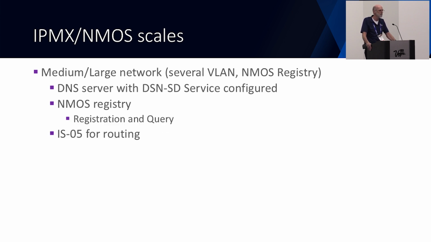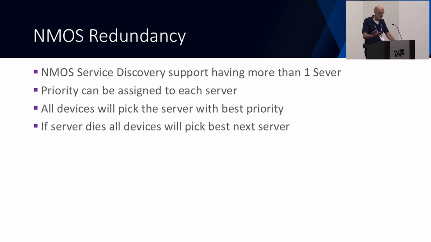Have a large network with several VLANs. I'll definitely have an NMOS registry. I'll have a DNS server. The DNS-SD service will be there, properly configured. So my NMOS registry will be found by devices using the DNS-SD records in the DNS. And again, IS-05 the same way. The controller will find my devices through the query service and everything.